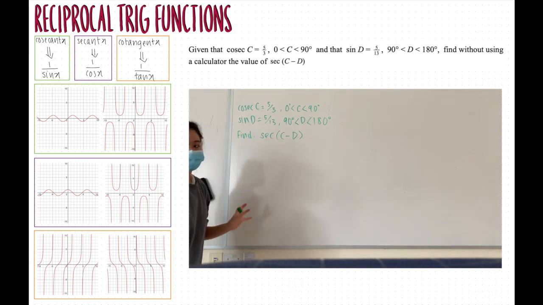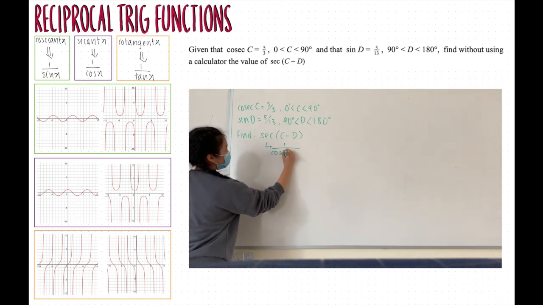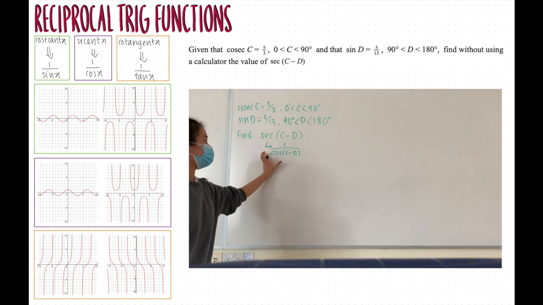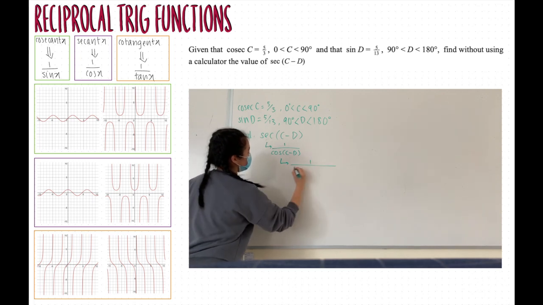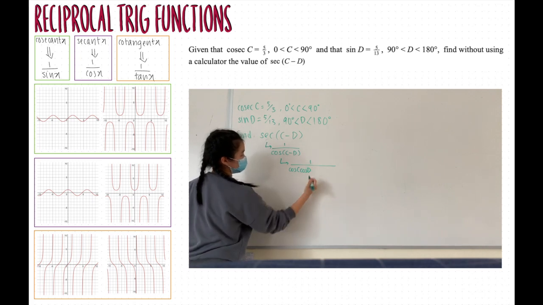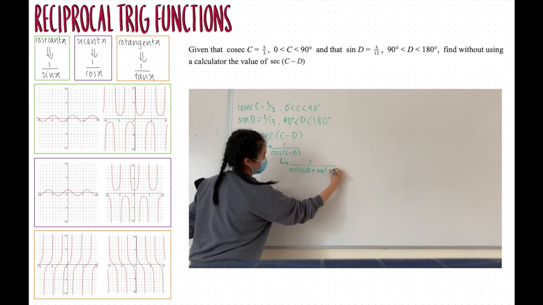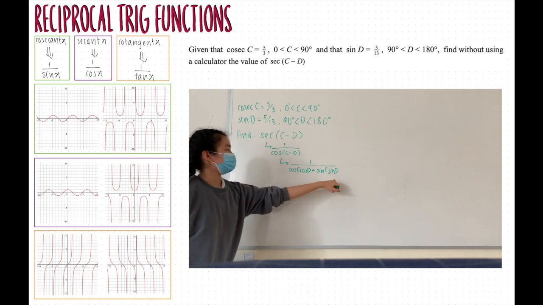So the first step is to rewrite sec into something more comfortable, which is equal to 1 over cos of C minus D. And what we should be seeing right now is that we can also rewrite cos of C minus D using identities. So we can write this as 1 over cos C cos D, change the sign, plus sine C sine D. So this question, when rewritten, is actually quite easy. We just need to find all of these four.